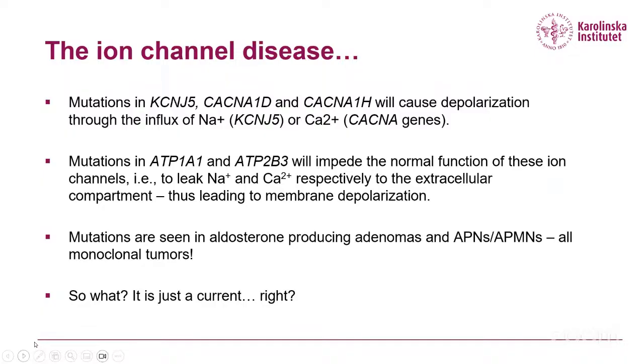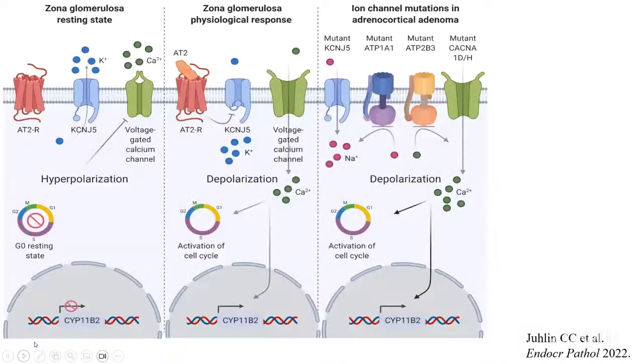So how does this work? Or what does it really mean to us? Well, this is from a recent review article. You can see in the normal zona glomerulosa resting state, there is no activity in the CYP11B2 transcription. There is no proliferation, and the cell is in a hyperpolarized state. Whereas when renin and angiotensin activates and binds to the angiotensin 2 receptor, this will cause a conformational change in one of the ion channels called KCNG5, which will lead to depolarization through opening of voltage-gated calcium channels.